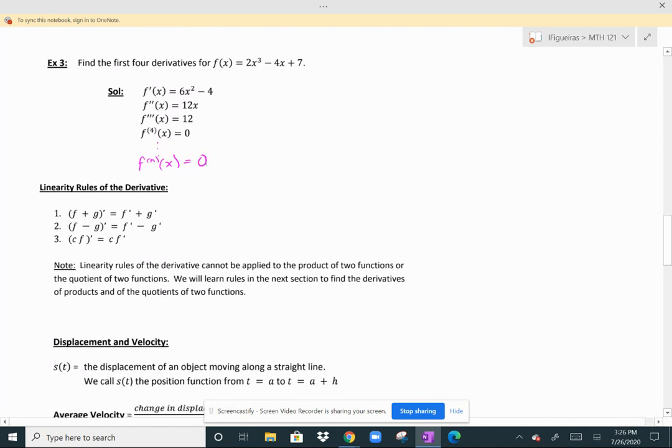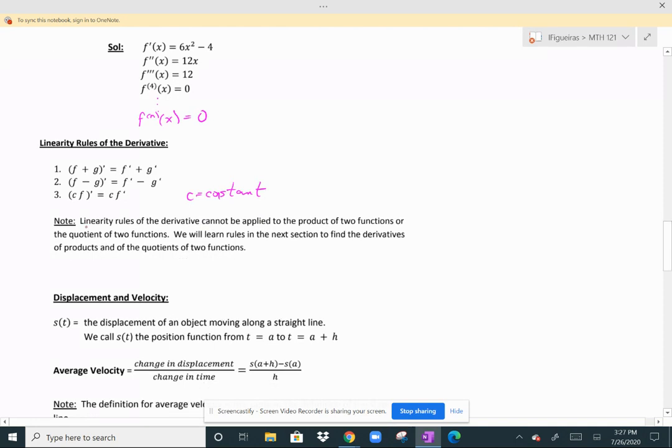So here we have linearity rules of the derivative. What this says is that if you're taking the derivative of the sum of two functions, you get the same result if you take the derivative of each function individually and then sum them. The same is true for the difference. And the third one, assuming c is a constant, is saying that if you're taking the derivative of a constant times a function, it's the same as taking the derivative of the function and then multiplying it by c. So that might make things a little easier in some cases.